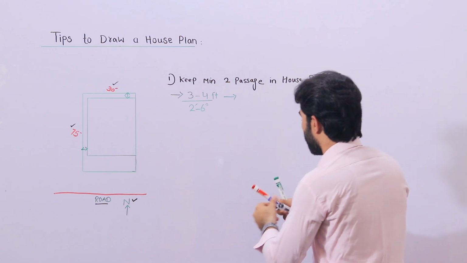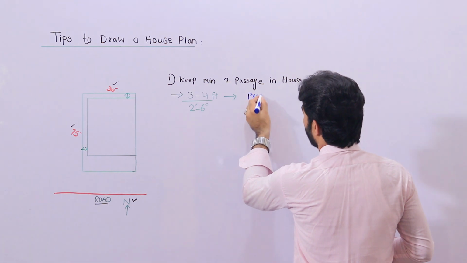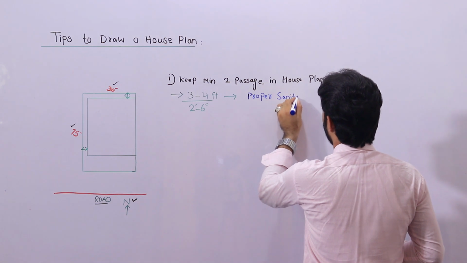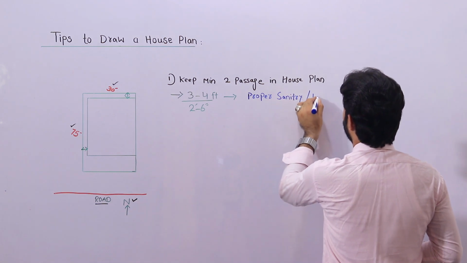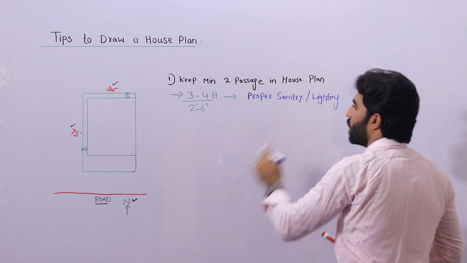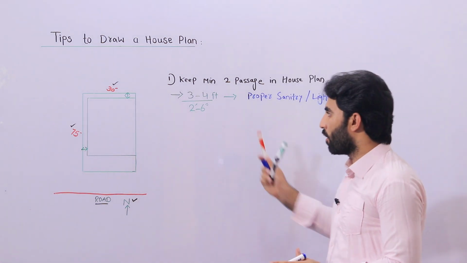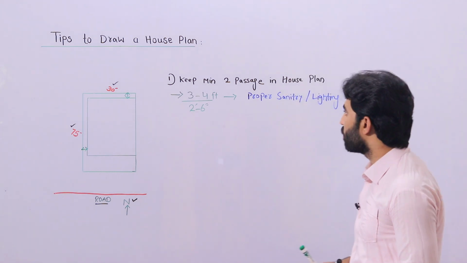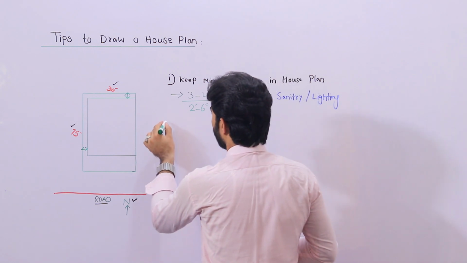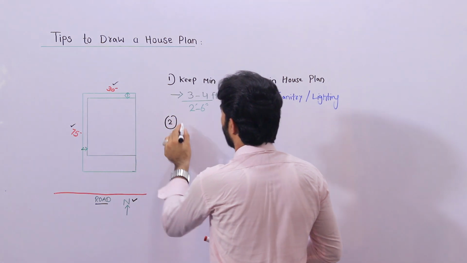So why are we providing this? Because we need proper sanitary, plumbing and lighting. Because we are providing doors, windows, ventilation, etc. to make proper ventilation and cross ventilation. So this is very important. The next step is also very important, guys. The second step is the front side, okay?